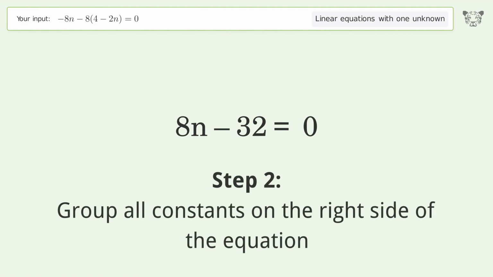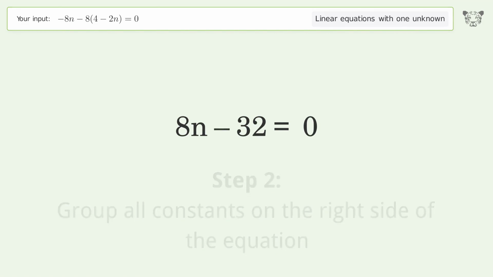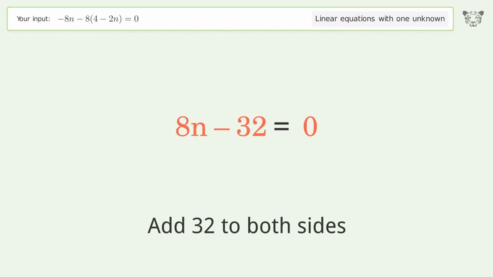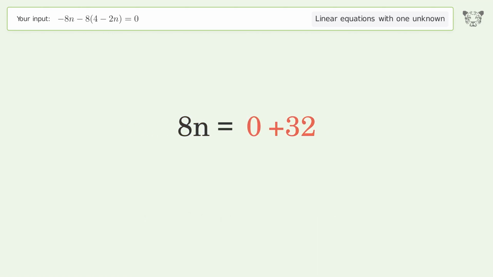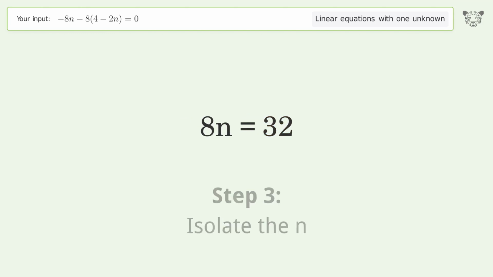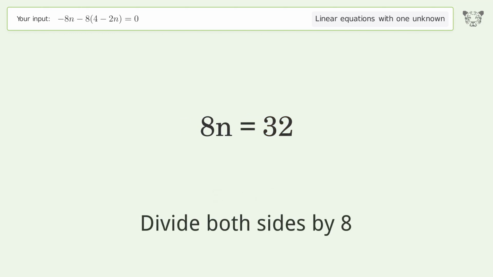Group all constants on the right side of the equation. Add 32 to both sides. Simplify the arithmetic. Isolate the n. Divide both sides by 8.